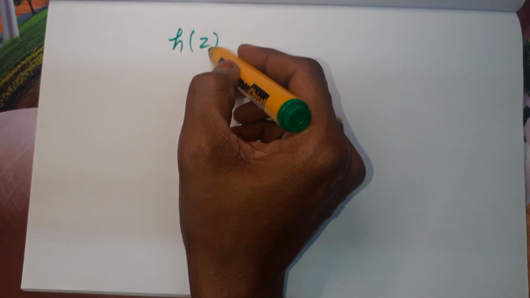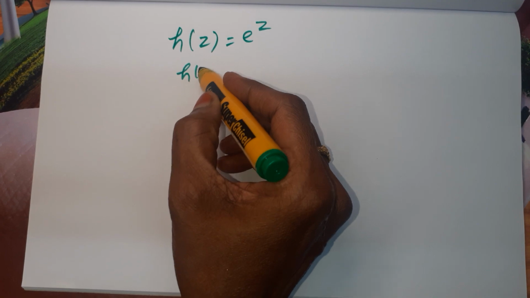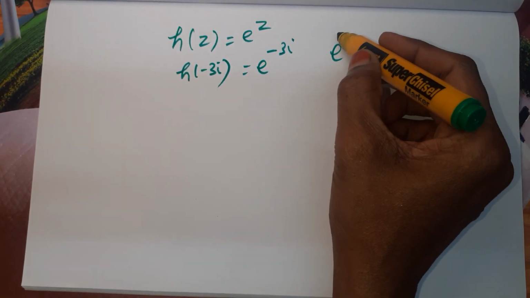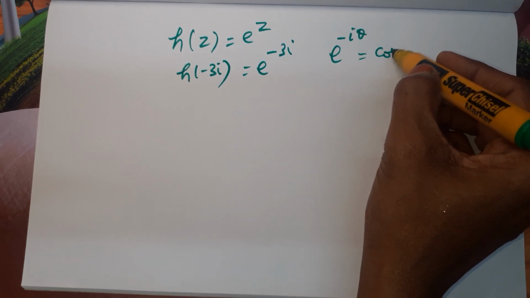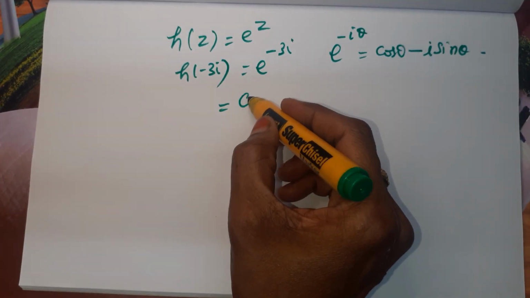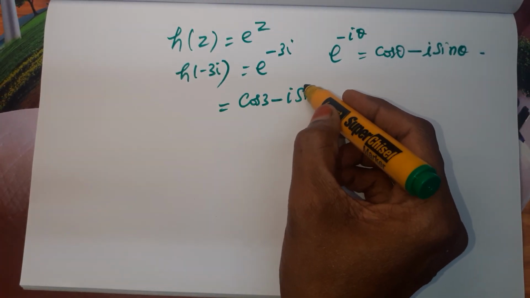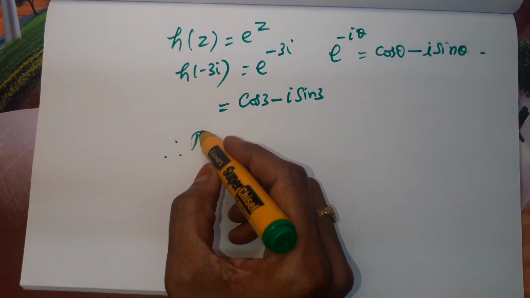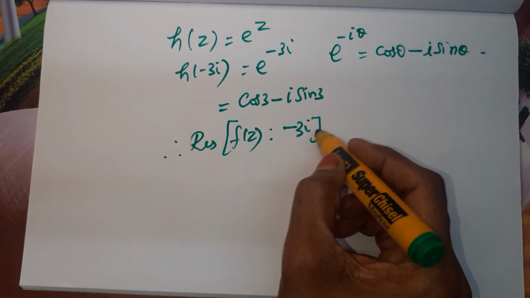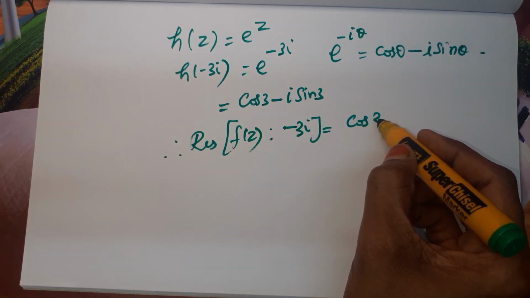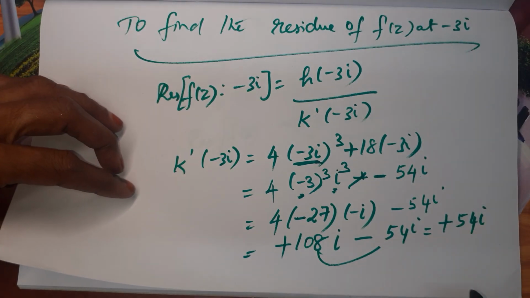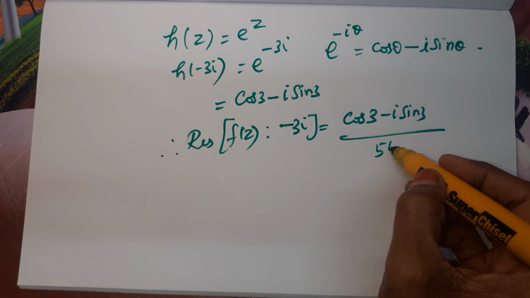Okay. The next one is h of minus 3i. h of z is equal to e power z. So h of minus 3i is equal to e power minus 3i. Already we know that e power minus i theta is equal to cos theta minus i sin theta. So which is equal to cos 3 minus i sin 3. Therefore, residue of f of z at the pole minus 3i is equal to, this term will come in the numerator, cos 3 minus i sin 3 by, in the denominator, plus 54i.